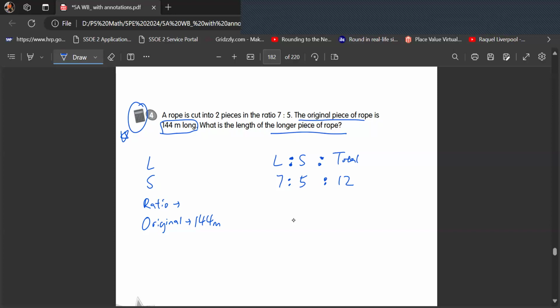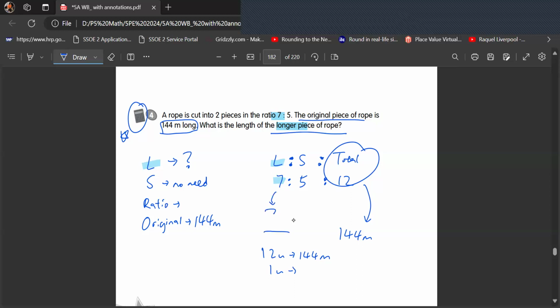It asks for the longer piece. Longer is the question mark. Don't need this. So from here, the total is 12 units. Okay? All right, then you're looking for 7 units. Manageable? Yeah? Okay, so that's it.